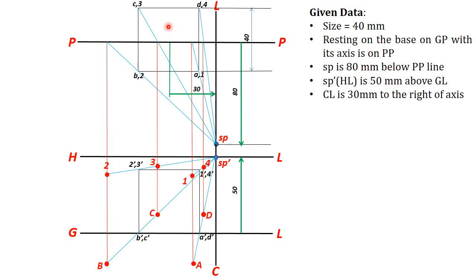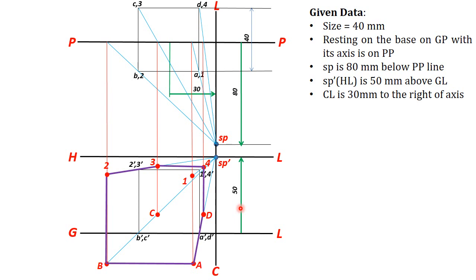Now after finding all the perspective points, apply the rules. The first rule is that all the boundary lines of the perspective view will always be visible. So here in this problem, these are our boundary lines: 4, 3, 2, B, A, D, 4. Let's join these boundary lines with a dark visible line.